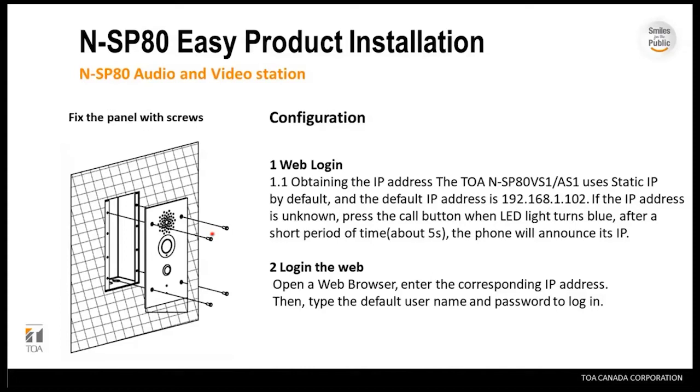If the IP address is unknown, press the call button when the light turns blue. For a short period of time, about 5 seconds, the phone will announce its IP. So if you're not sure, that's a little bit on the installation side. That's one way to get the IP if you're unsure.